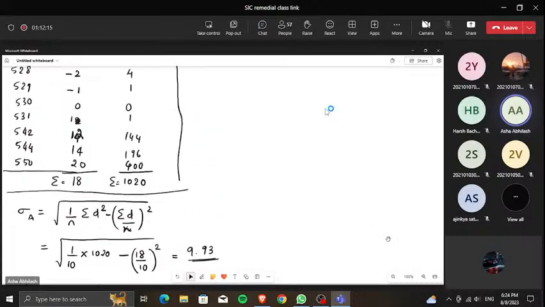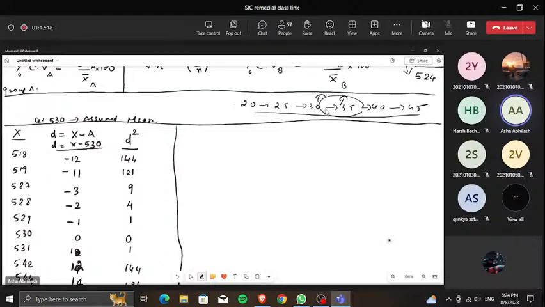Similarly, we have to calculate everything for group B. So let that group B be some Y, and write all the values quickly. 814, 819, 825, 826, 830, then 832, 835.